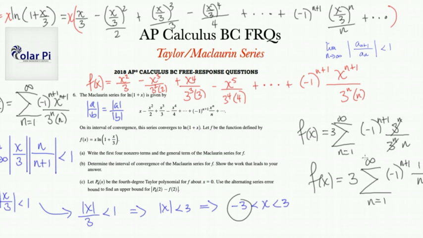Okay, so this here is the alternating harmonic, and so 3 times the alternating harmonic is going to converge because the alternating harmonic famously converges.